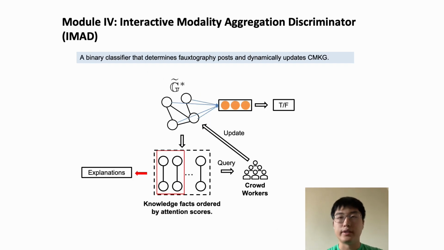The final module is about detection. We want to use the generated single feature to do binary classification to optimize the feature extractors and also the knowledge graph. To solve the problem from the dynamic human relations, we periodically extract the knowledge facts with top attention scores and the bottom attention scores from the knowledge graph and ask the crowd workers to recheck them again. If there is anything changed, we will change the knowledge graph accordingly.